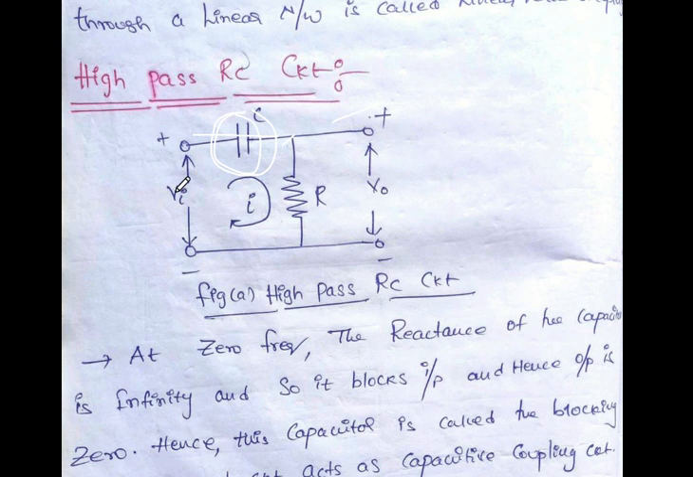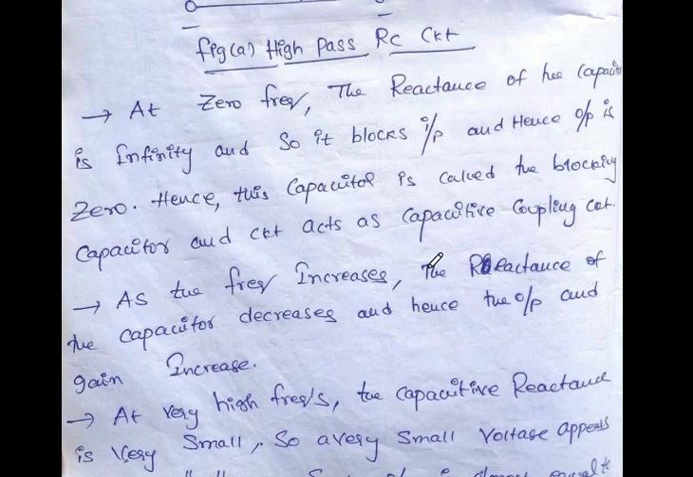Whenever the input frequency goes on increasing from some finite value, the reactance of the capacitor starts decreasing and it allows more current through it, and more voltage is developed across the resistor, so the output voltage also goes on increasing. That means by increasing the frequency of the input signal greater than 0, the reactance of the capacitor decreases, and finally the output voltage also goes on increasing.